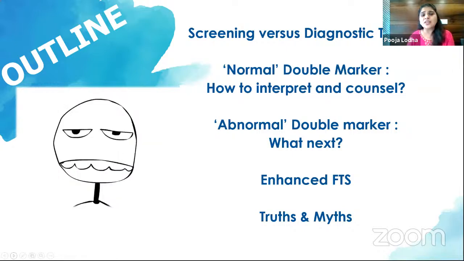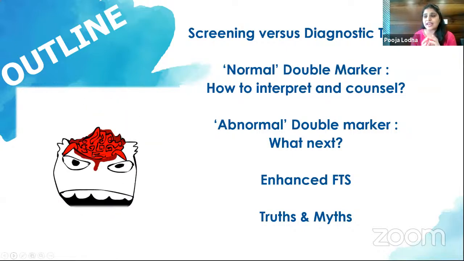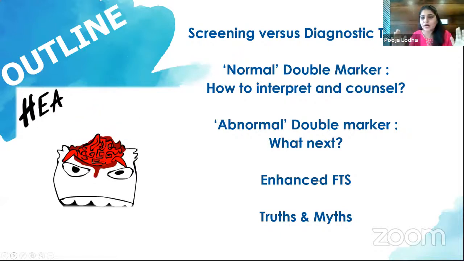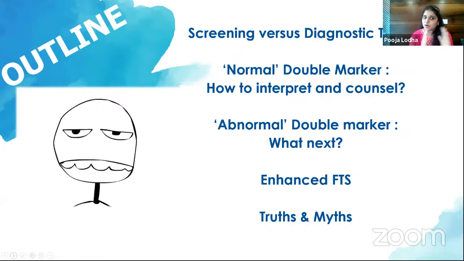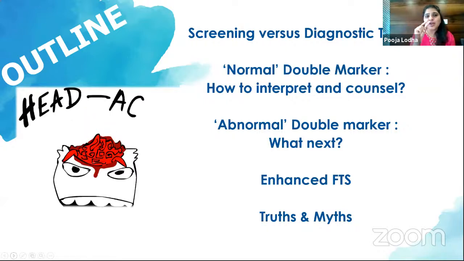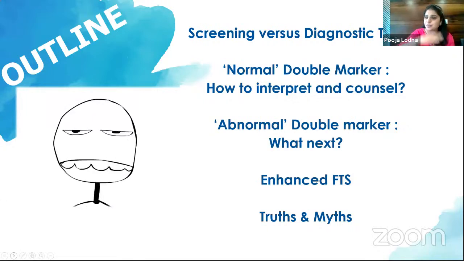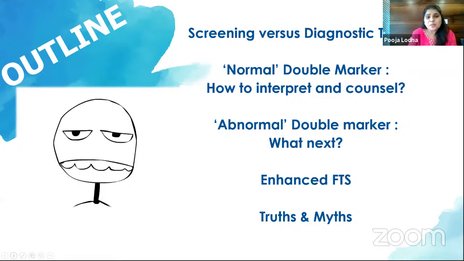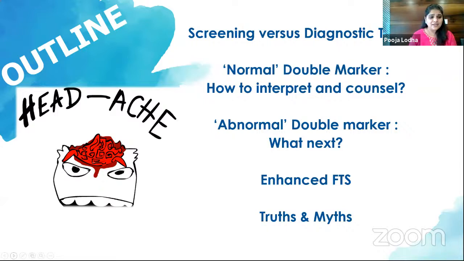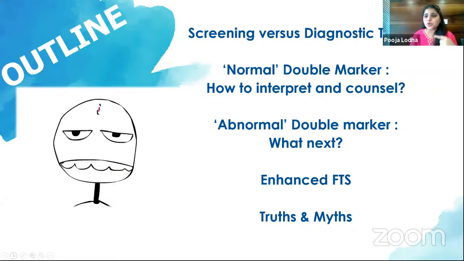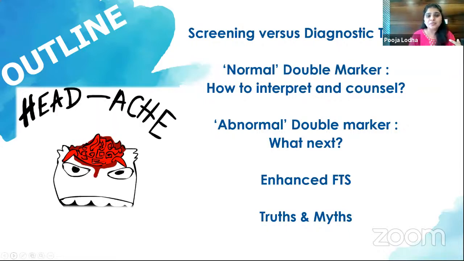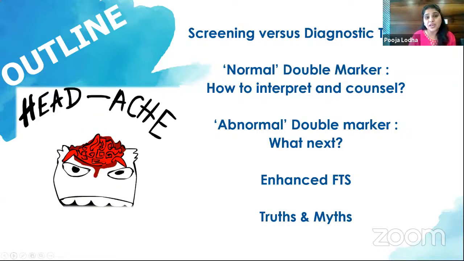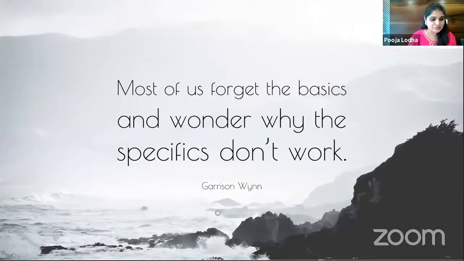As soon as we hear the word double marker, it's usually a headache for us because there are so many numbers, so many words written on that one page that we try to run away from the page and only look for two words, low risk, and then jump to the other page. That's very human for us to do. But through this talk, I would want you to study the page a little better because then you could use this particular test for more than one reason and in better ways.